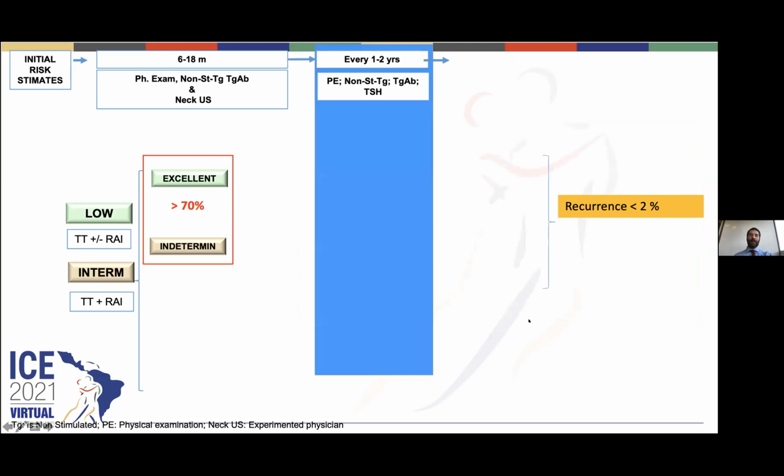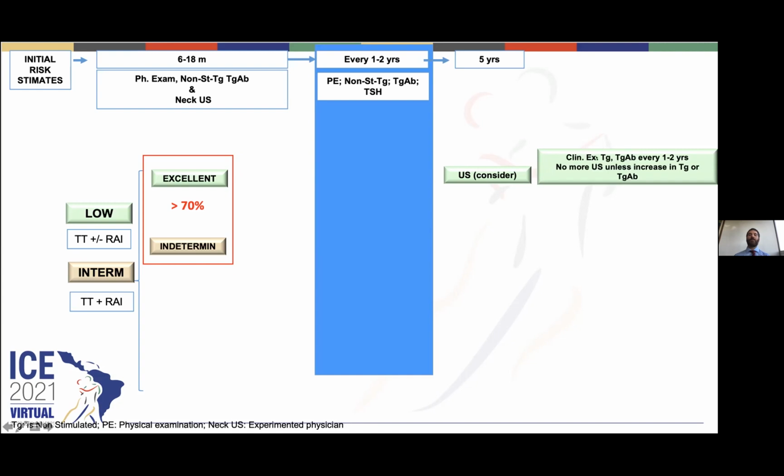So using this information, we can say that both groups of patients, excellent and indeterminate response, should be followed every 1 to 2 years with physical examination, non-stimulated thyroglobulin, antibodies, and TSH. And neck ultrasound can be considered in the patient with excellent response, but not before 5 years, and even though at that time it is not clear if we will have any relevant findings.